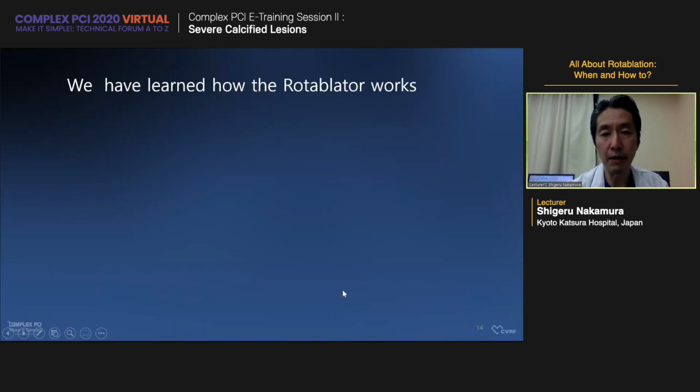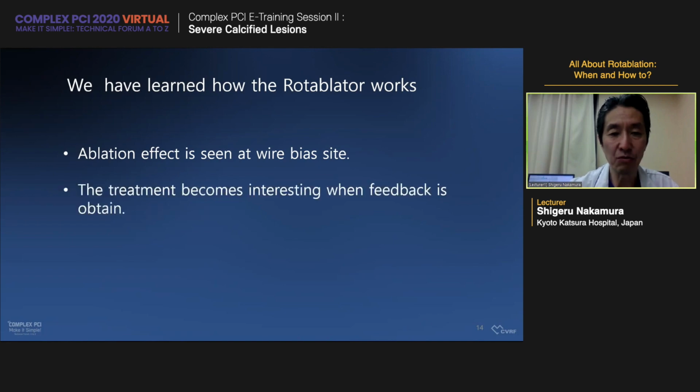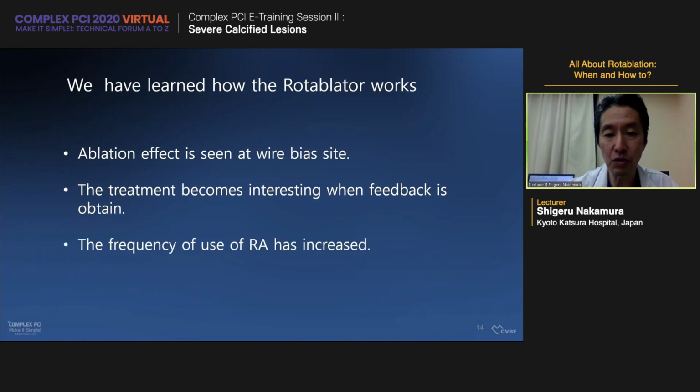So we have learned how rotablation works. The ablation effect is seen at the wire bias site. The treatment becomes interesting when feedback is obtained. The frequent use of rotablation has increased.